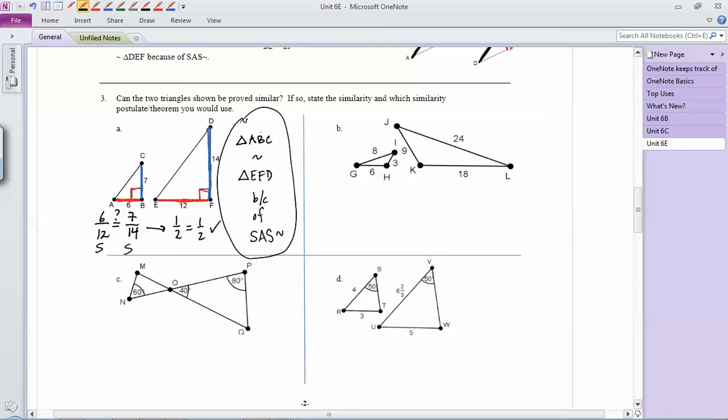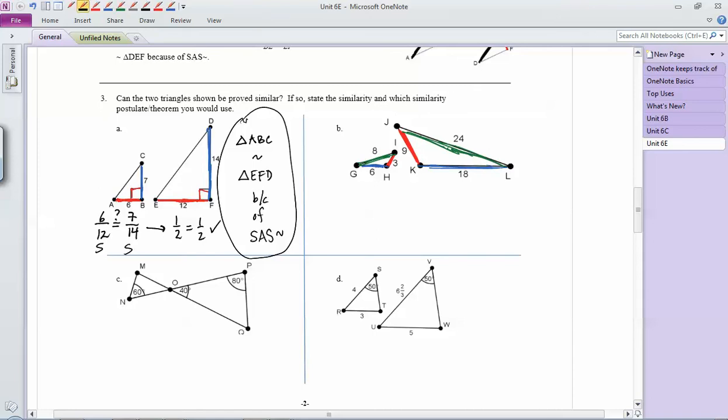Okay. Let's look at B. So in B, if I pick the 3 over here, I'm going to have to match it up. 3 is the shortest of 3, 6, 8. So I've got to match it up with the shortest one of 9, 18, 24. And then if I match up the medium sides, 6 goes with 18 over here. And then the long sides will get matched up. 8 has to go with 24.